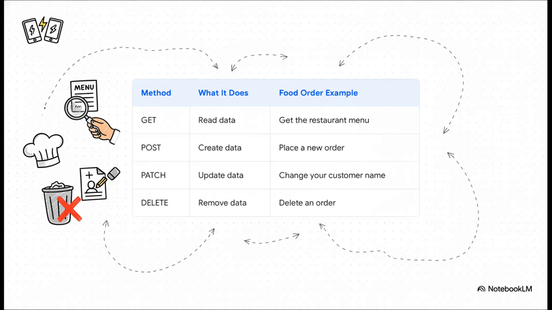Okay, next step is the method. And this is the action word. It's the verb of your request. It tells the API what you want to do. The most common one is get. That's just reading data, like asking for the menu.